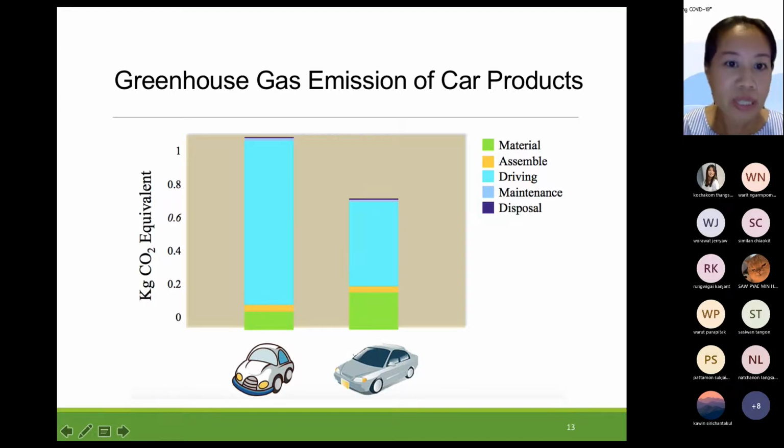And after we know this graph, we know that if we want to design a new product, we have to focus on the use phase, right? Not the resource, not the manufacturing process, not the disposal process. If we look at this, the disposal process impact is quite low for the car. When compared to the driving process, after we know the result of LCA, we can apply it to our business like this.